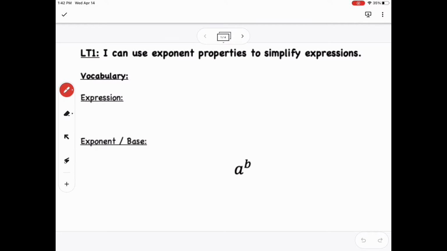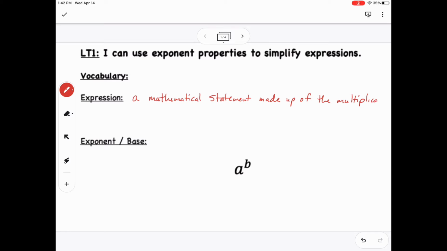Today's lesson is over learning target 1, which states that I can use exponent properties to simplify expressions. Now, learning target 1 for this unit, we're going to break up into 5 separate videos because we're going to talk about the 5 rules all separately and then kind of combine them as we go. So a little vocabulary here.